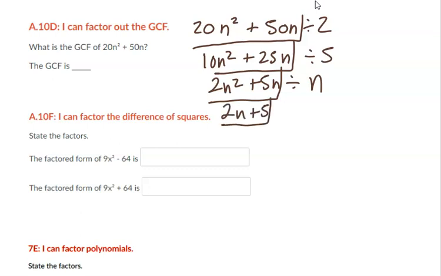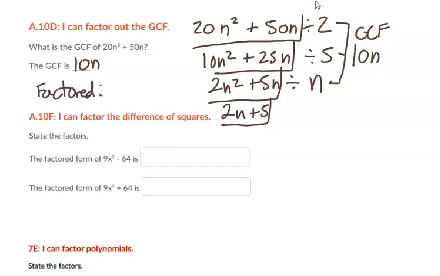There's nothing else to take out. Our GCF is the numbers that we divide out, multiplied together. So that's 10n. That is the GCF. And then this would be what's left inside. So your factored form would be 10n on the outside and then 2n plus 5 on the inside.